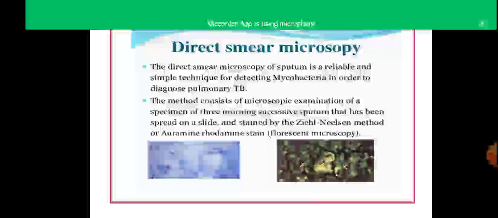The direct smear microscopy of sputum is a reliable and simple technique for detecting mycobacterium in order to diagnose pulmonary TB. The method consists of microscopic examination of 3 successive morning sputum specimens, spread on a slide and stained by the Ziehl-Neelsen method and auramine rhodamine stain, focused under a fluorescent microscope. Under the microscope, we see pink colored rod-shaped bacteria on a dark background. Finally, we get the pink colored rod-shaped organisms, nothing but the tubercle bacilli. In this way, we identify the tubercle bacillus.